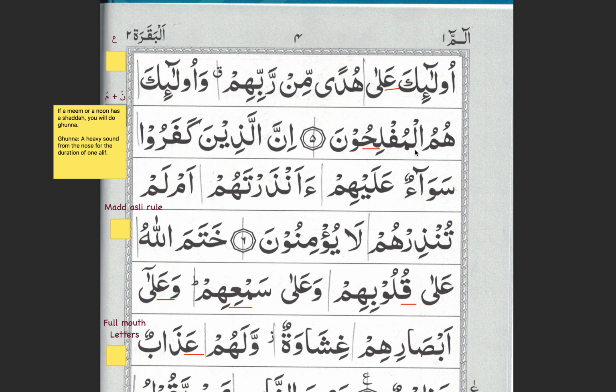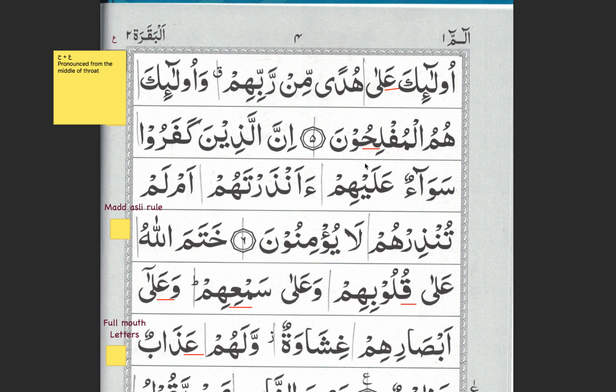Humul. So the mim over here joins to the lam on the next word. And the other thing you need to do is read the ha correctly over here. So I have underlined on my one. So that comes from the middle of the throat as well, just like an ayn. Humul muflihun. Okay, let's read that. Let's break it down. Muflihun.